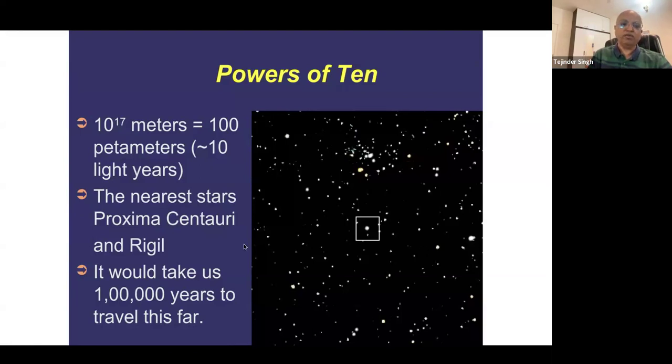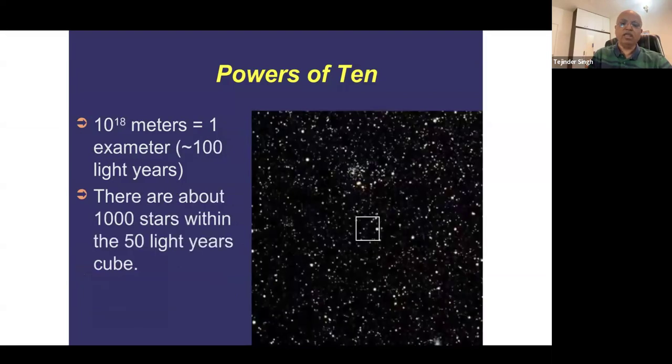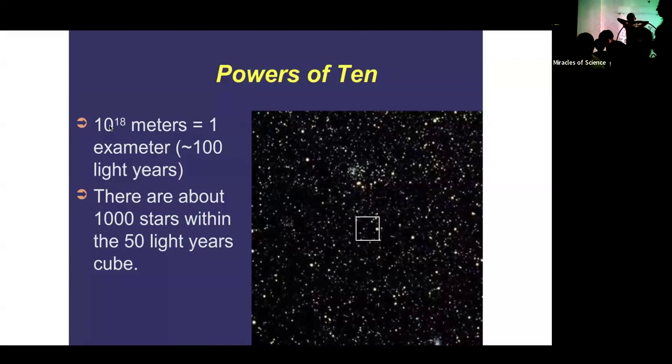Okay, now we are going to add one more zero. 18 zeros after 1. Can you believe it? 10 to the power 18. Write that number on a paper. 1 followed by 18 zeros. You cannot even imagine how big a number.